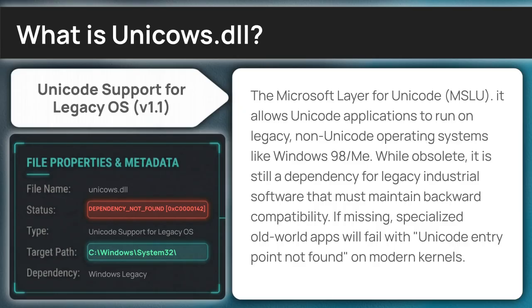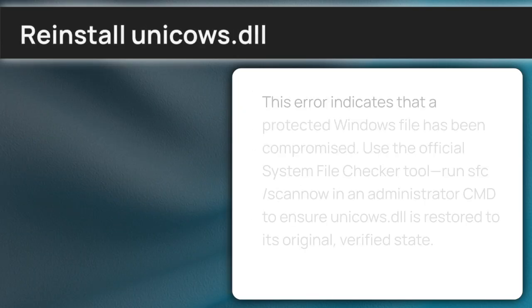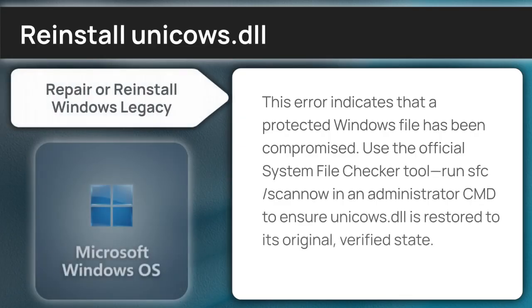Understanding the file's role is a great start. Now let's look at replacing it. This error indicates that a protected Windows file has been compromised. Use the official System File Checker tool: run sfc /scannow in an administrator CMD to ensure Unicows Library DLL is restored to its original verified state.